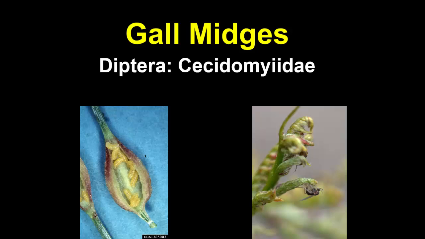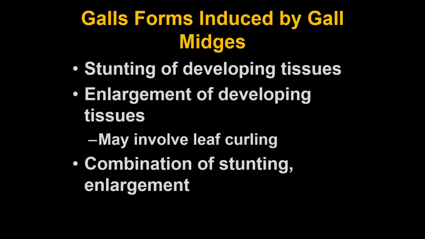This is a very big family of insects. It is the second biggest family of gall-producing insects that we have, next to the gall wasps, which will be at the end of this lecture. The kind of galls, though, that gall midges produce are fairly simple in their form. You're going to see some sort of stunting of developing tissues, so they just don't elongate normally.